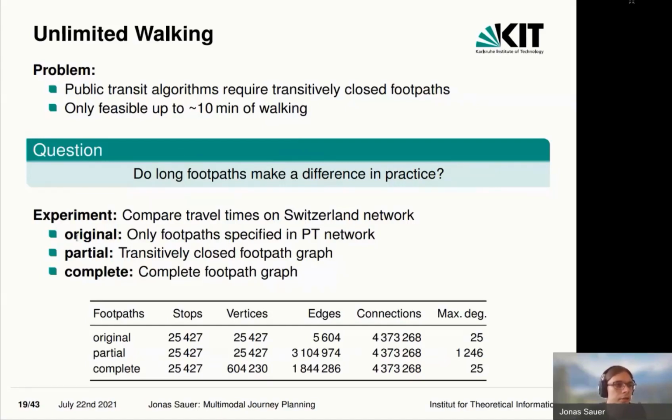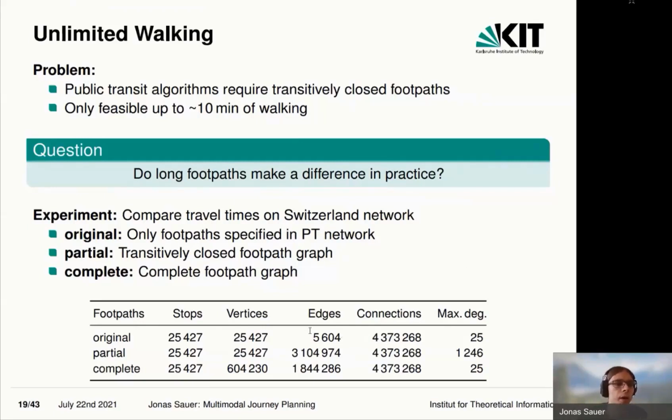So the first configuration is called original, and that one only includes the footpaths that are specified in the public transit network. So what we did there is we took a GTFS feed of the Switzerland network, and that usually has a few footpaths predefined. But in this case, it's only about 5,000 edges, so it's really only stuff like connecting a train station to the nearby bus station, or maybe connecting different platforms of the same train station.